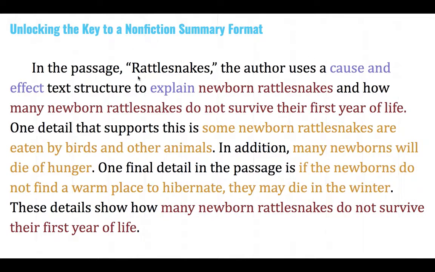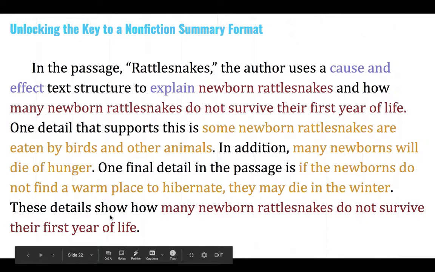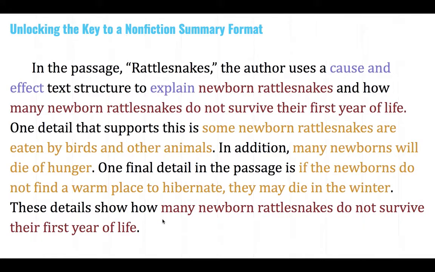Notice I gave the title of the text. We don't have the author's name, so I just wrote the author. I identified which text structure, cause and effect, the author used. I used a verb that matched the text structure, explain. I identified the topic, newborn rattlesnakes. I identified the main idea. I identified 1, 2, 3 supporting details. And I ended my paragraph with a concluding sentence that tied a bow around the main idea of this paragraph.